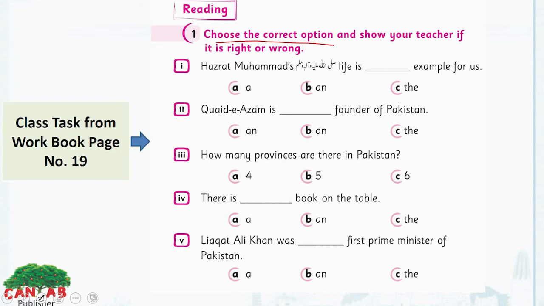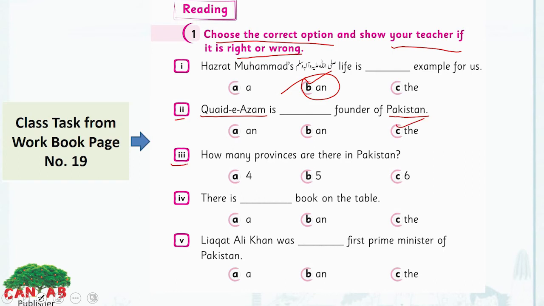Choose the correct option and show your teacher if it is right or wrong. Hazrat Muhammad sallallahu alaihi wasallam life is example for us. Yes, we have discussed this. The example word is starting with the vowel sound here. So the N is the correct option here. Number 2. Quaid-e-Azam is founder of Pakistan. Yes, we have done it before in your textbook exercise. Quaid-e-Azam is the unique noun here and Pakistan is also, so the is the correct option.